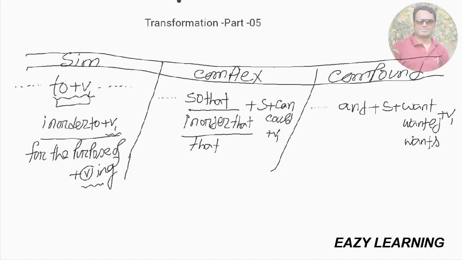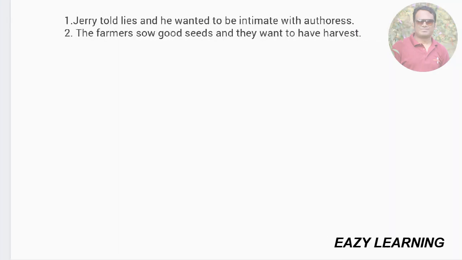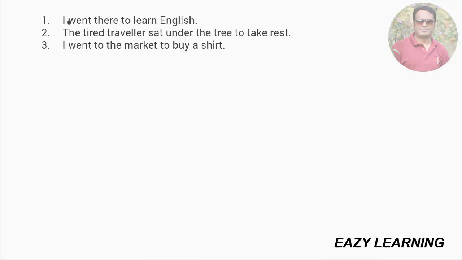So dear students, let's go to the next part. There are three types of examples I have given you. I went there to learn English. When you get "to plus verb 1", that means it is the purpose. I went there. Why did you go there? Because to learn English. So this is your purpose. That means you went there to learn English.